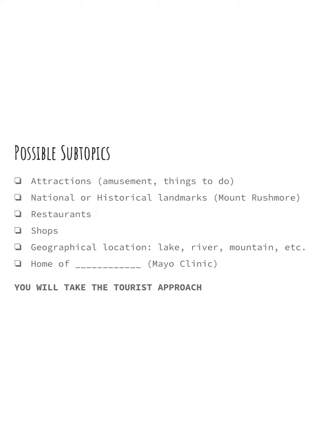So thinking about your subtopics, remember, when we choose our subtopics, they are subtopics. We have to be able to write a full paragraph, like 5 sentences, on that subtopic. So make sure that you're not writing details as your subtopic. So think attractions, national or historical landmarks. Is that one thing that draws people to your city? So think Mount Rushmore, Grand Canyon. I do incorporate restaurants or shops, although they are not my favorite subtopics.